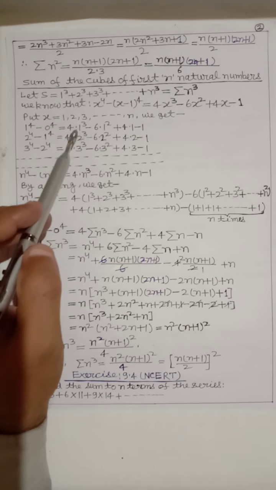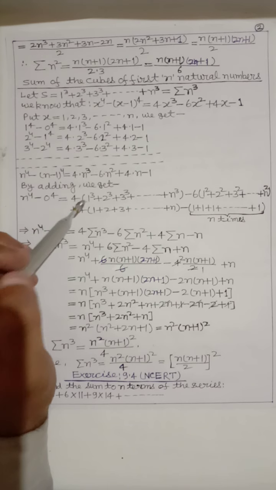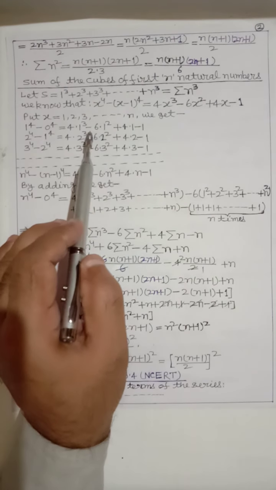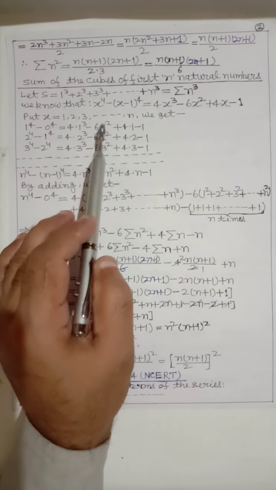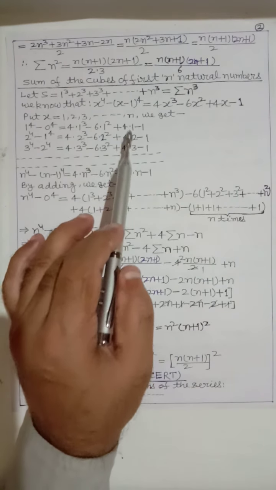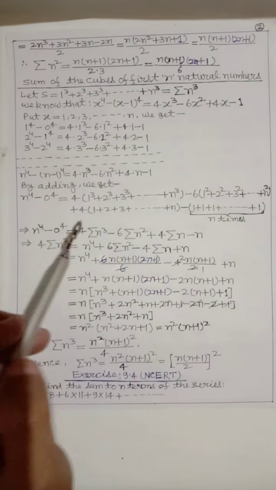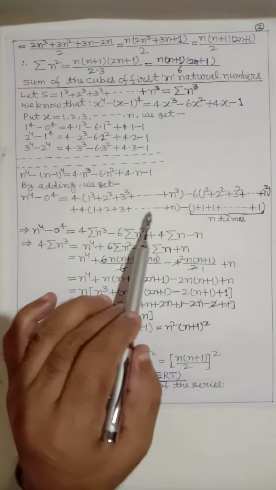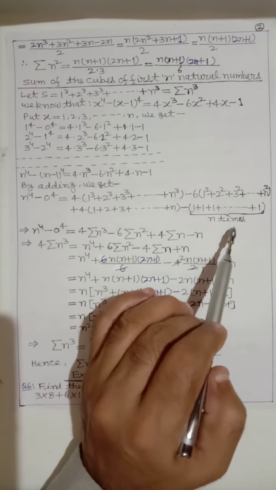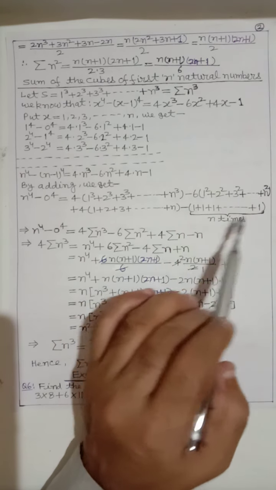And on the right side, in the cube terms we take 4 as common, we get 1 cube plus 2 cube plus 3 cube and so on plus n cube, minus, in the square terms we take minus 6 as common, we get 1 square plus 2 square plus 3 square and so on plus n square, and in this term, 4 into 1, 4 into 2, 4 into 3, in that case we take 4 common, in brackets we get 1 plus 2 plus 3 plus and so on plus n, and here minus 1 up to n times, that is minus 1, we take common and write 1 plus 1 up to n terms.